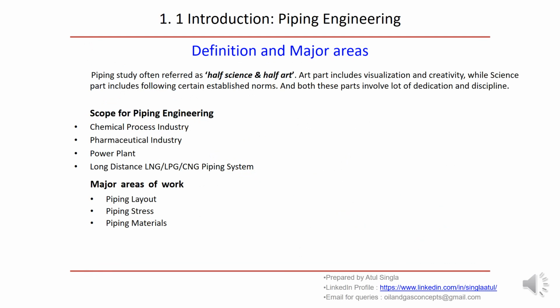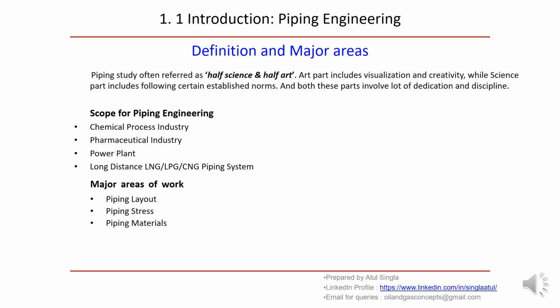So let us start with the definition of piping study. If you see, piping study is nothing but half science and half art. Art means if a person who is doing the piping layout is creative and his visualization is very good, then he can come up with very beautiful layouts. Along with this art, there are some established norms we have to follow. Then only we can come up with a proper layout.